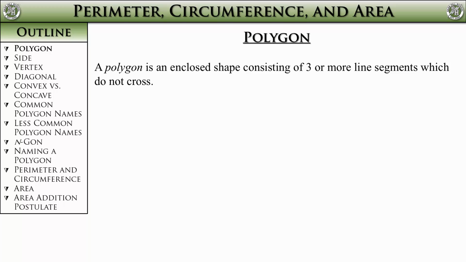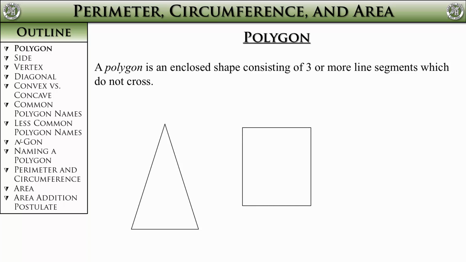You have worked with them for a while. Triangles are a polygon. Rectangles are a polygon. The definition I've given you is the shortened form of the full-length definition. The full-length one talks about the line segments needing to connect at the endpoints. So something like this doesn't count. This line segment here is not connecting at the endpoint.